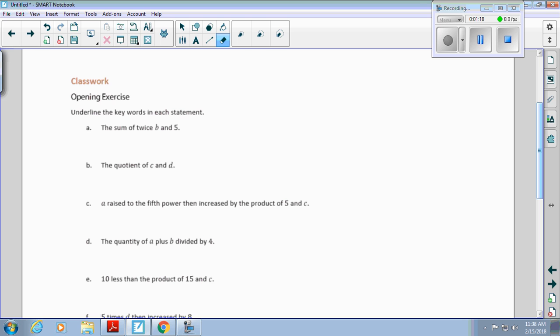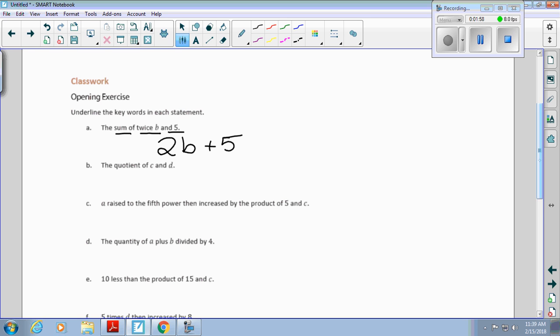So what is the keyword there? She said sum. Sum, and then that means we're going to add something. What else? Twice b and 5. All right. So twice b. How would I write twice b? We don't need all the extra stuff. We just need a 2 and the b, and then we need to add what to that? Plus 5. Very good. So 2b plus 5.